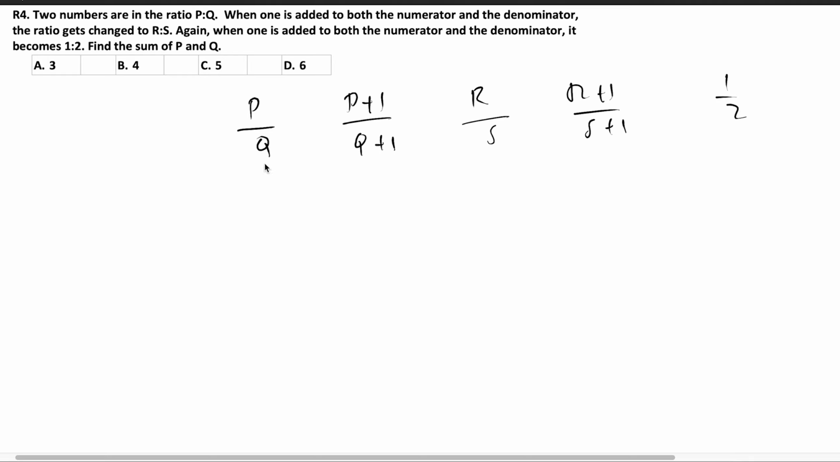We have the ratio P by Q and 1 is added to both numerator and denominator. It will become P plus 1 by Q plus 1, which is equal to R by S. Again 1 is added, R plus 1 by S plus 1, and that is equal to 1 by 2. Now the question is to find the sum of P and Q, which means you have to find out P is to Q and then add the values.